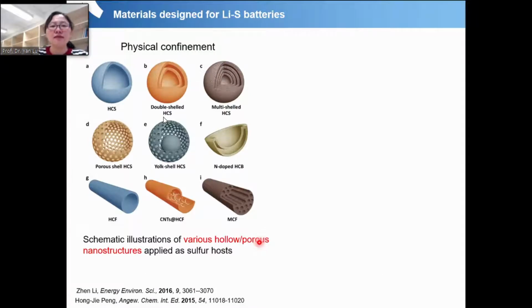So first of all, the first strategy, the physical confinement, is mainly based on carbon nanostructures. You can see that until now many different kinds of carbon structures have been synthesized and developed. You can have either hollow or porous structures with different morphologies. The physical confinement is mainly based on these porous carbon nanostructures, and because carbon has very good electroconductivity, it can be used as an efficient sulfur host material for lithium sulfur batteries.